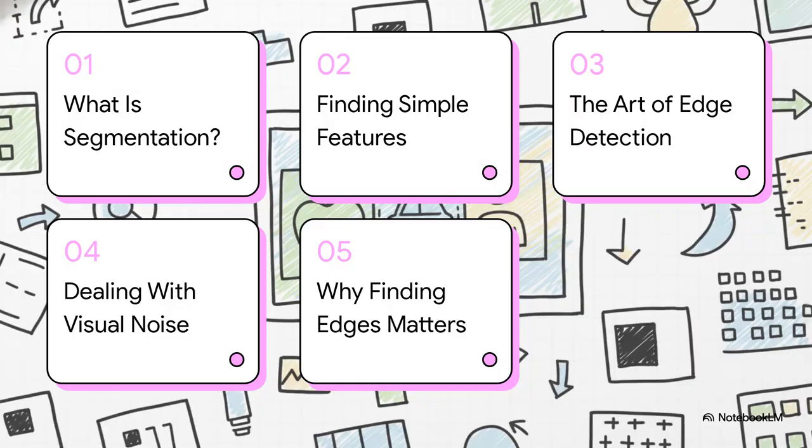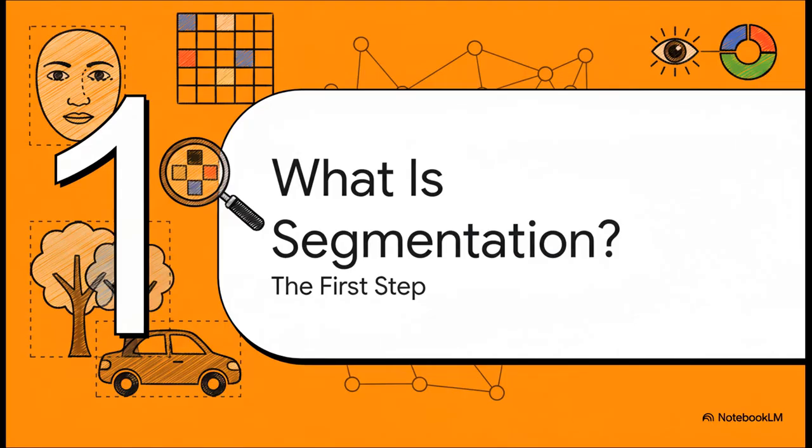Okay, so to figure that out, here's what we're going to cover. First, we'll define what image segmentation even is. Then, we'll look at how a computer finds the absolute simplest features. After that, we'll get into the real art of edge detection, deal with a tricky problem called visual noise, and finally, we'll wrap it all up by talking about why this stuff actually matters so much. All right, let's jump right into part one. What exactly is image segmentation?